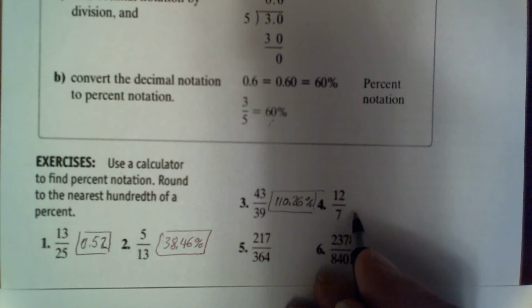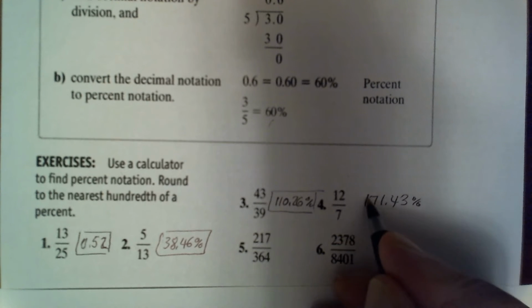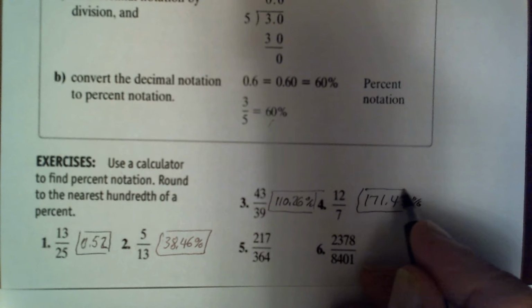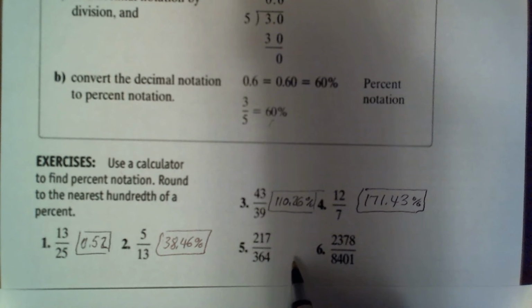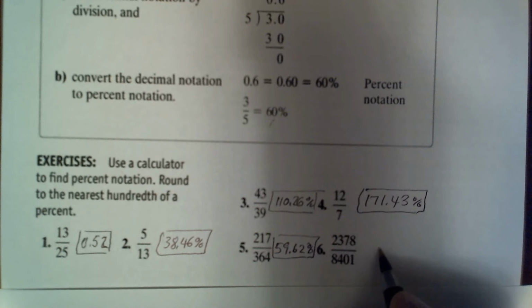Number 4, 12/7, or 12 divided by 7, is 171.43%. I would encourage you to use a calculator to verify these numbers that I'm writing down that I compute on my calculator. And then number 5, 217 divided by 364 is 59.62%. And number 6, 2,378 divided by 8,401 is equal to 28.31%.